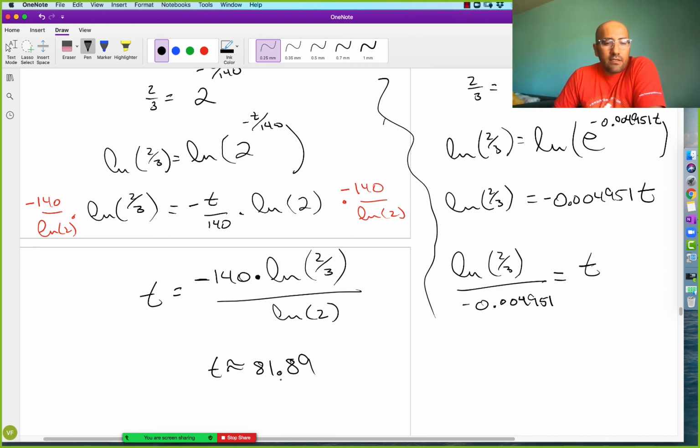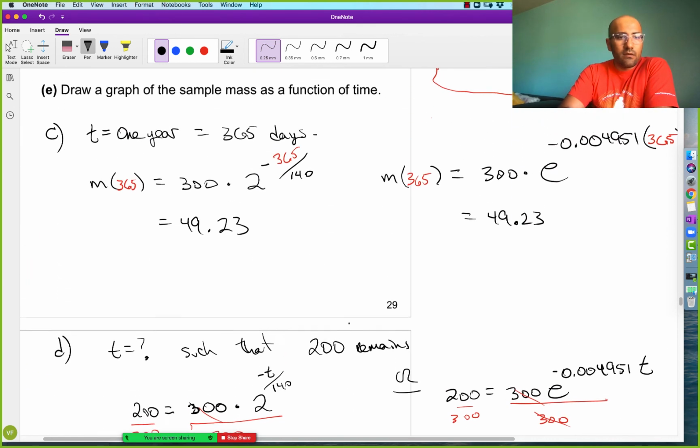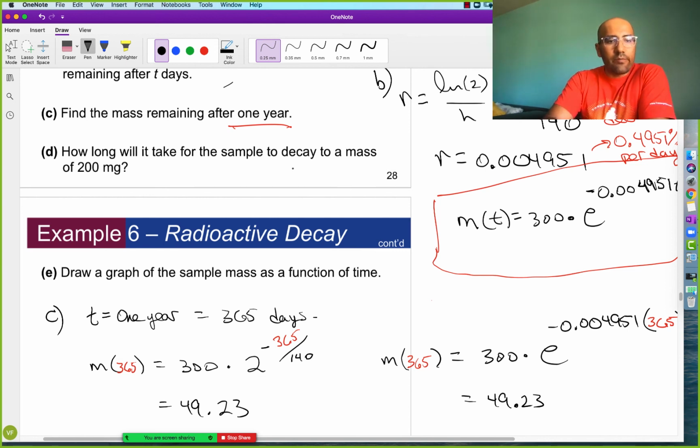Good. And this is in terms of hours, right? Hours. It'll take approximately 81.89 hours in order for this substance to decay from 300 milligrams down to 200 milligrams. That was the answer to part D. Part D, how long will it take for the sample to decay down to 200 milligrams? Got that?